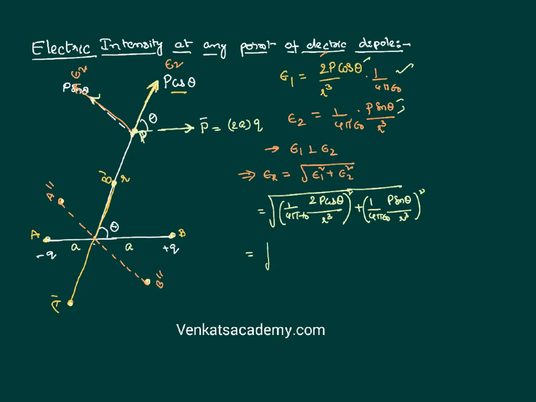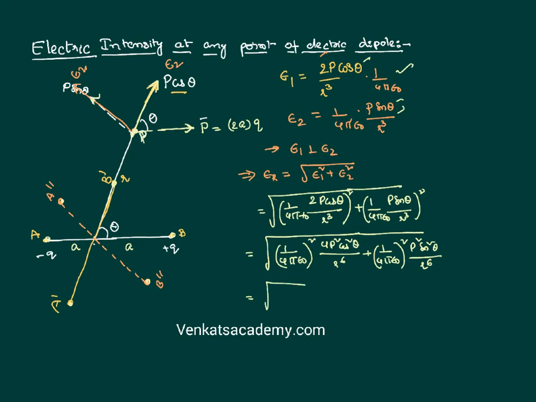I want to find the resultant of these two. Let us simplify this. It will be something like (1 by 4 pi epsilon naught) square into 4 p square cos square theta by r power 6 plus (1 by 4 pi epsilon naught) square p square sin square theta divided by r power 6. If I simplify this further, I can take the terms that are in common. (1 by 4 pi epsilon naught) square is common. P square is common in both the terms. R power 6 is also common. What is remaining is 4 cos square theta and sin square theta.